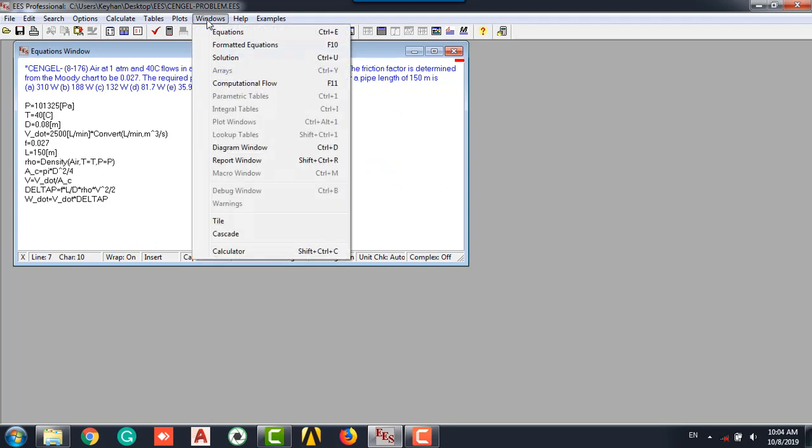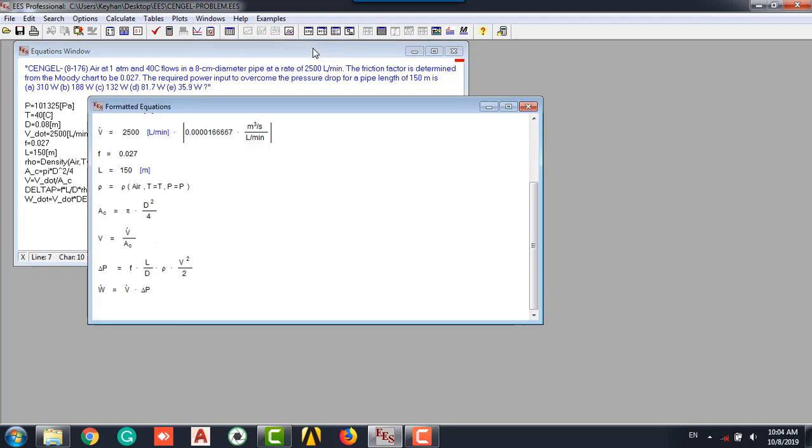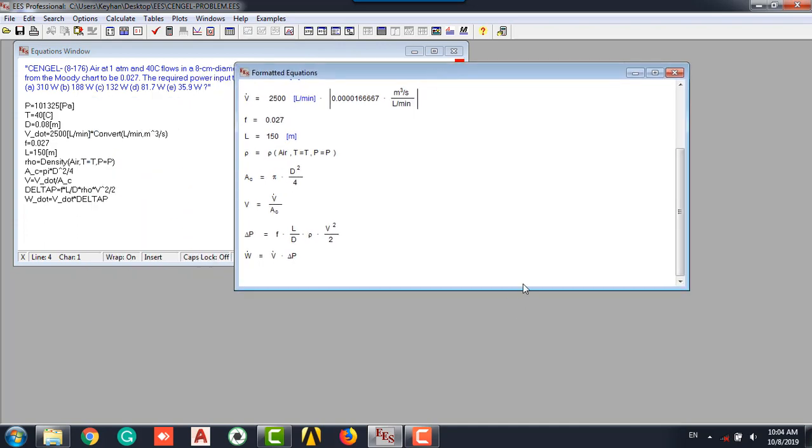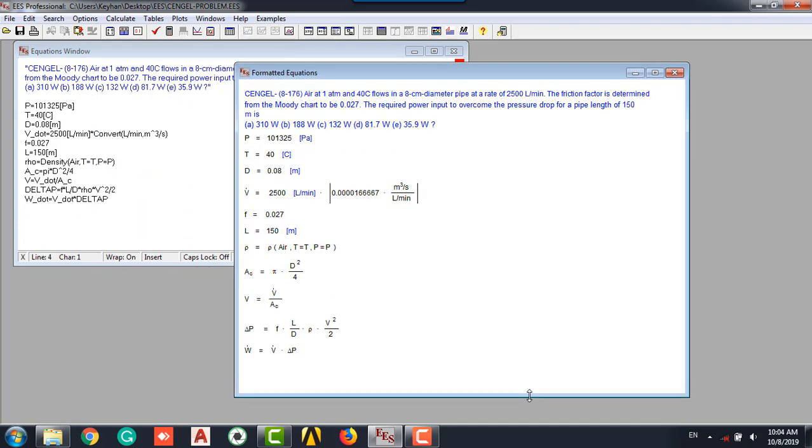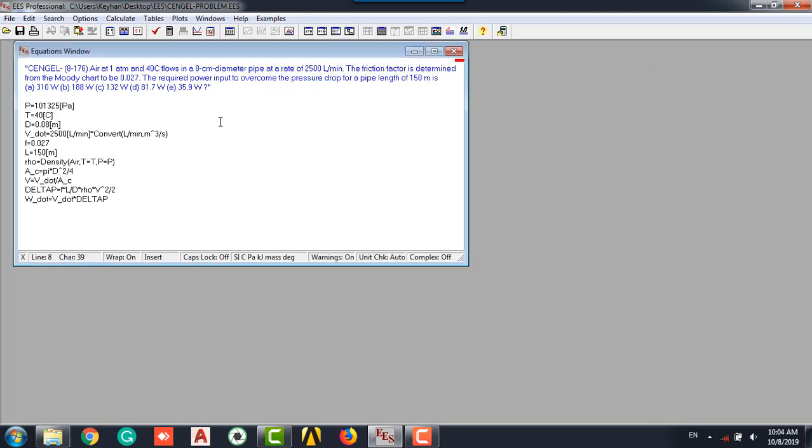And if we go through window or press F10, our formulation would be like the mathematical form that we write in the papers, and we have the conversion in here, and the A, V, delta P, and W dot. So this is how EES would help us to solve thermodynamic problems.